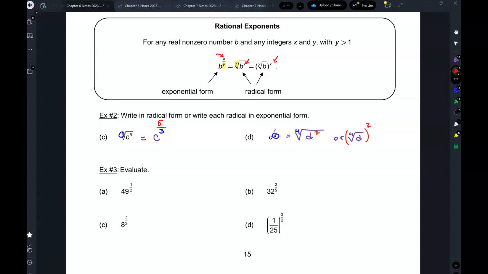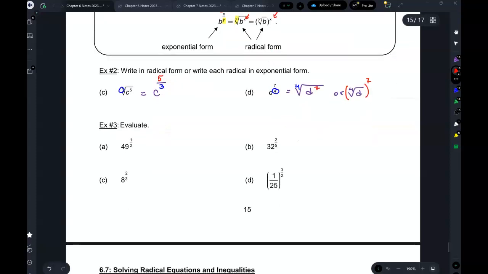Does it matter which way? Not really. It doesn't really matter when you're doing this. When we're actually evaluating and solving, it might make a difference. So I'll show you guys. Okay, so let's here evaluate.